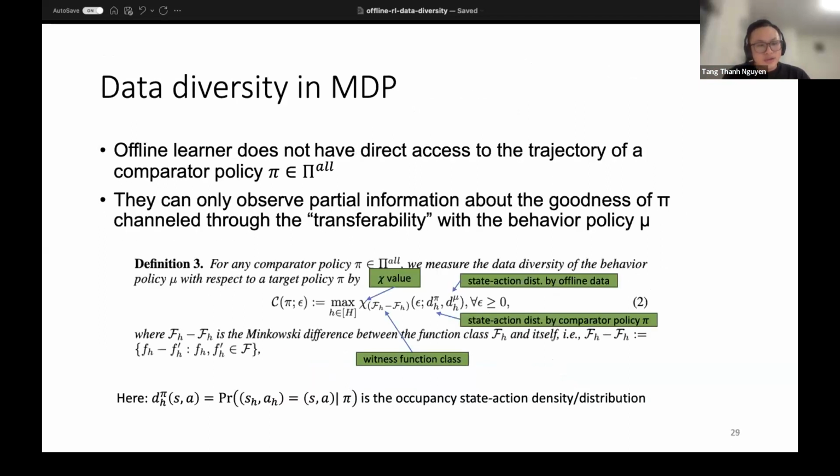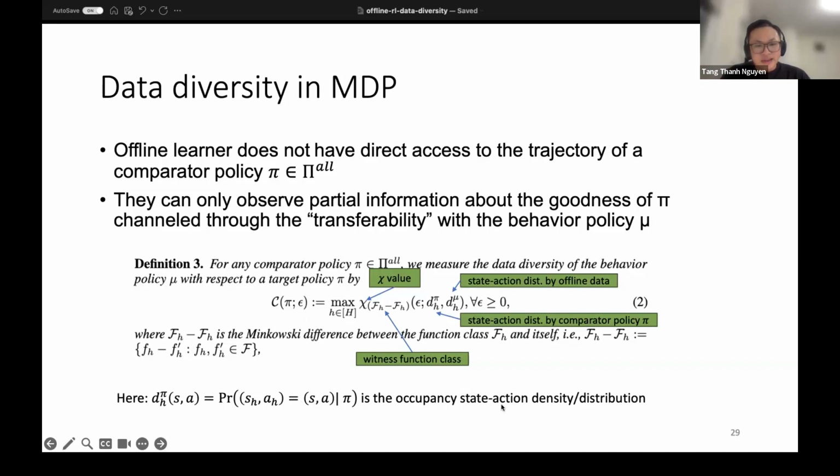Now using that definition, we formally define the notion of data diversity in MDPs. That's one of the contributions. Because the offline learner does not have direct access to the trajectory of the comparator policy pi, they only observe partial information about the goodness of that policy channeled through the transferability of the behavior. The chi value can quantify this. So in this definition, data diversity is quantified by C of pi, epsilon. Pi is the comparator policy, and epsilon is the adaptive extrapolation error. This data diversity is nothing but the chi value applied on the state-action distribution under the offline data relative to the state-action distribution under the comparator policy.